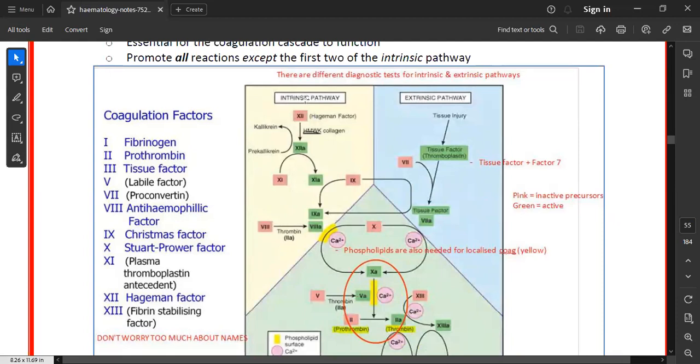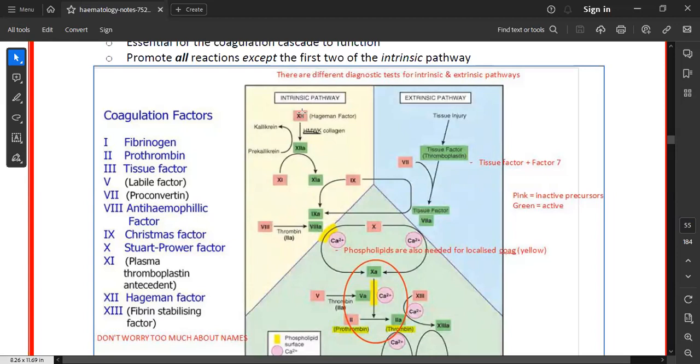The intrinsic one is the longer one. The extrinsic one is the shorter one. Then they all meet at the common pathway. So we start with the common pathway, here at the top. The target is factor 10. Both pathways, intrinsic and extrinsic, seek to activate factor 10. Keep that in mind first.